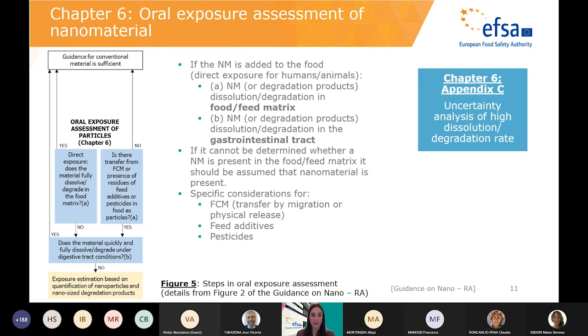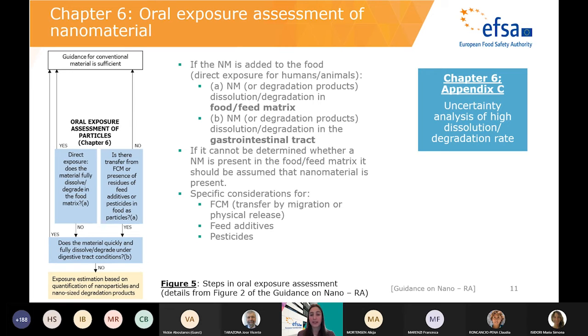Following with chapter number 6, oral exposure assessment of nanomaterials. If the nanomaterial is directly added to the food or feed, the exposure for humans and animals is a direct exposure. The first step is to understand if the nanomaterial or its degradation products in nanoform fully dissolve or degrade in the food or feed matrix. If this is the case, the guidance for conventional material is sufficient.